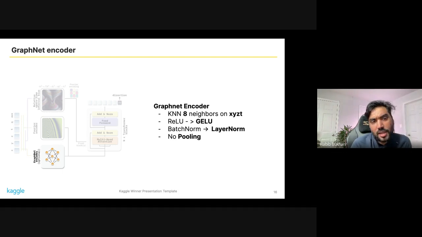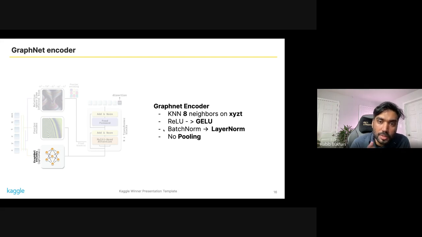And then we decided to use GraphNet as a substitute for local attention. So pretty much what we did, we took your guys' baseline. There are a few modifications we did. First of all, the edges were built not only on the location of the sensor, but also on the time: XYZ, T.